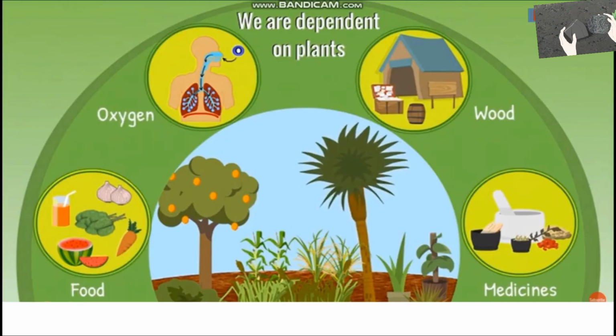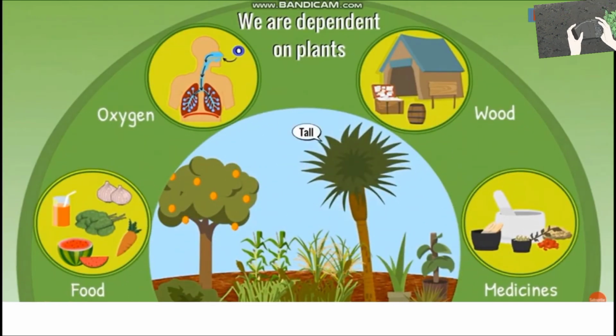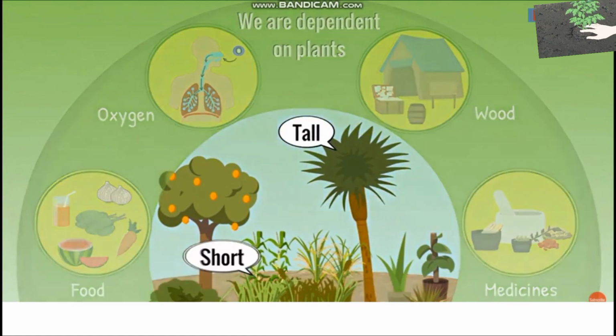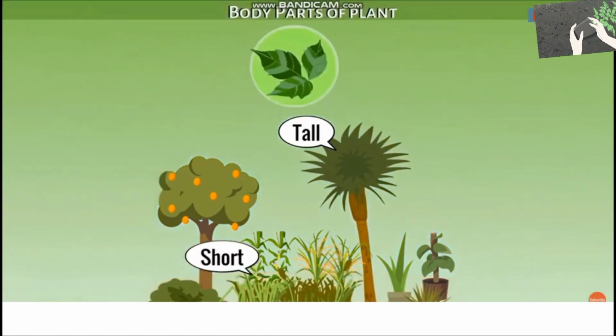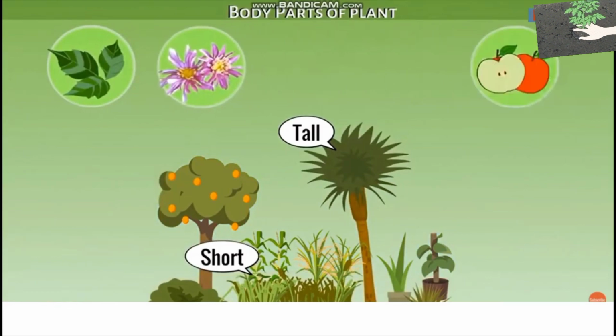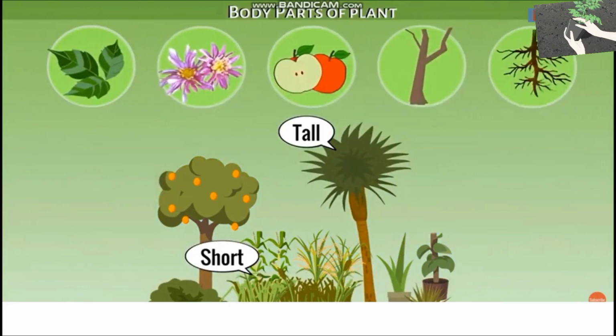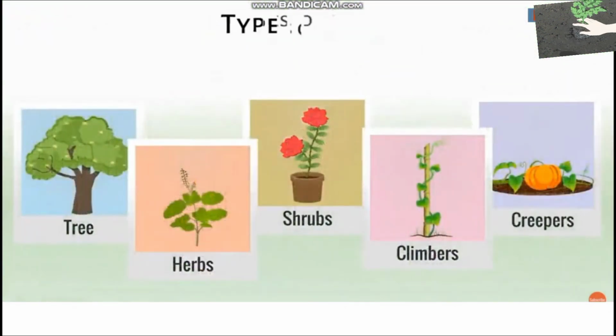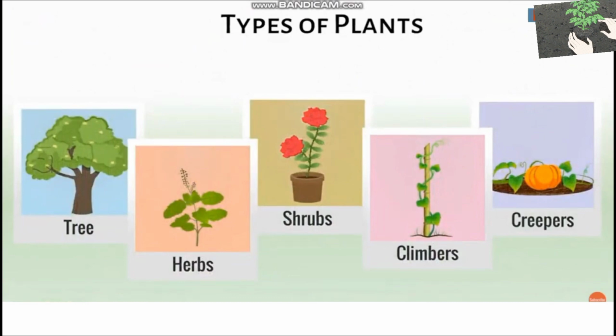We see different plants around us. Some are tall and some are short. The body parts such as leaves, flowers, fruit, stem and roots are also different. All these plants we classify into different categories. These are trees, herbs, shrubs, climbers and creepers.